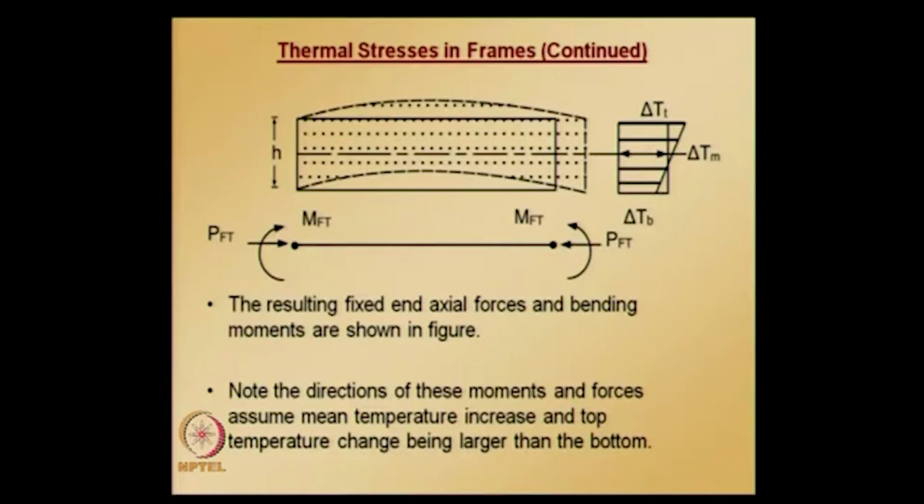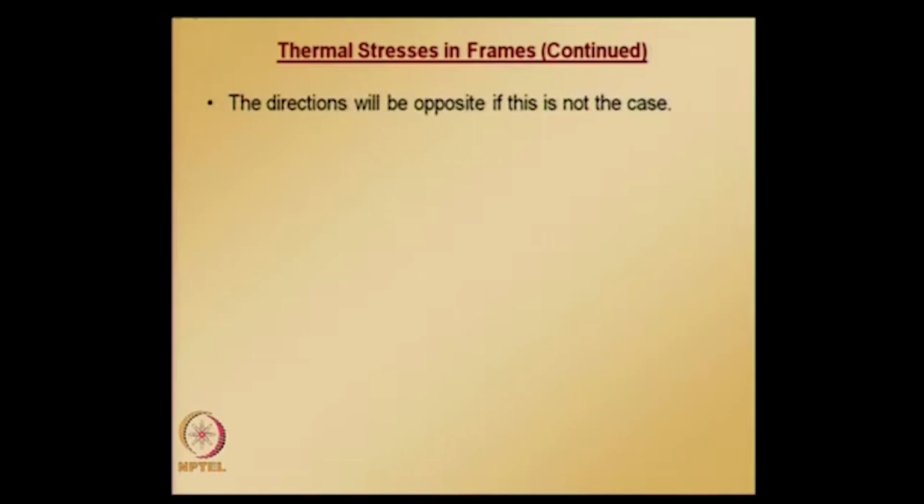Okay. So, this is what is pointed out there in the slide. The direction will be opposite if this is not the case. So, now let us see what these values are. We have seen how these forces, axial forces and bending moments, are acting, but how do we compute those from the elongation and the curvature that we have?